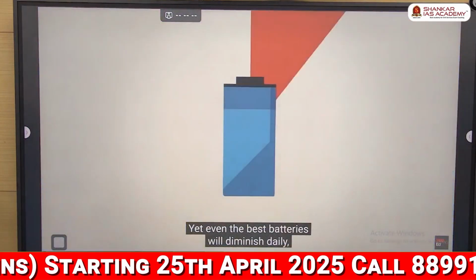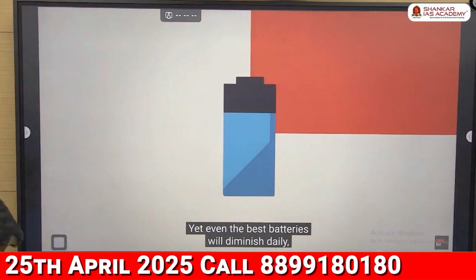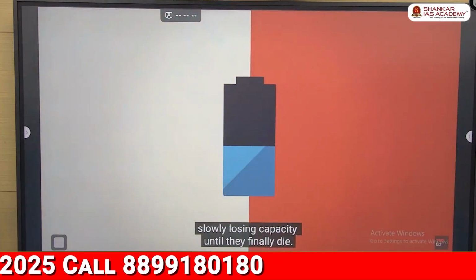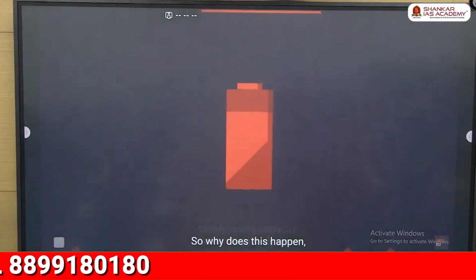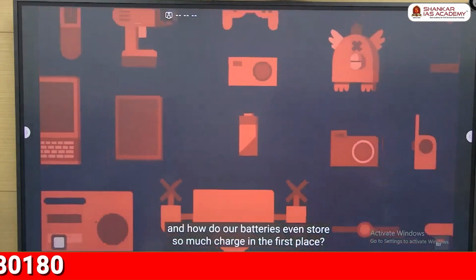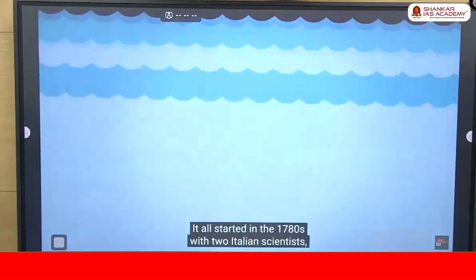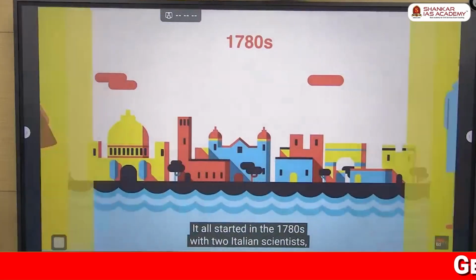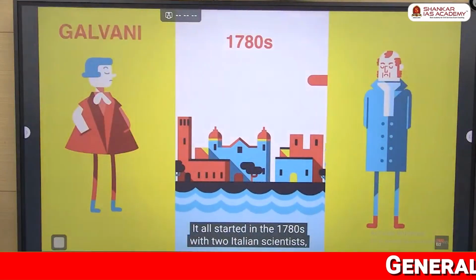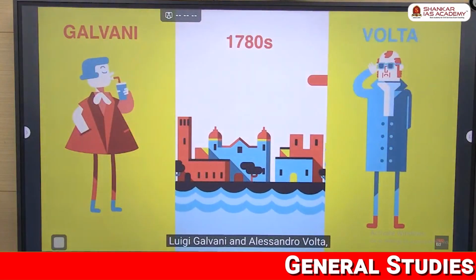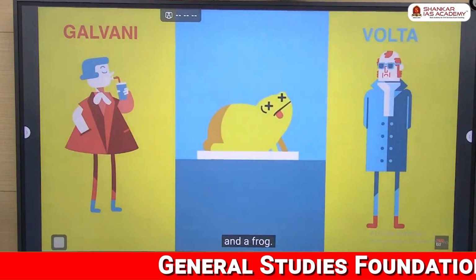Yet even the best batteries will diminish daily, slowly losing capacity until they finally die. So why does this happen? And how do our batteries even store so much charge in the first place? It all started in the 1780s with two Italian scientists, Luigi Galvani and Alessandro Volta, and a frog.